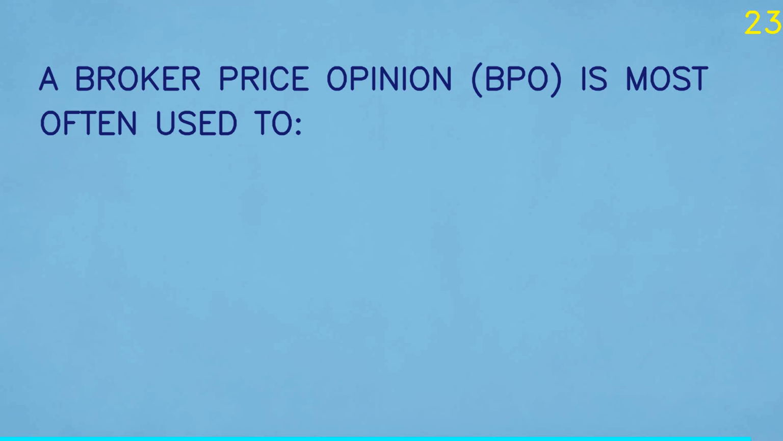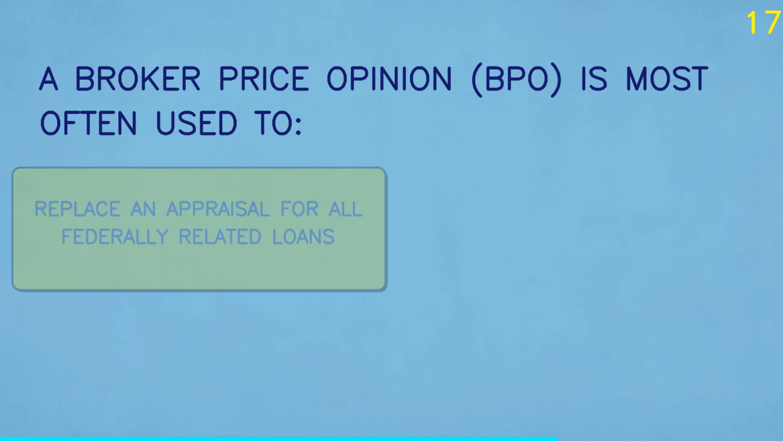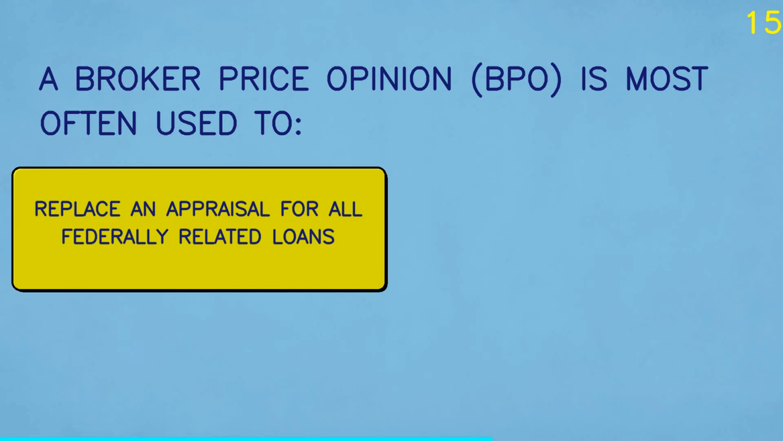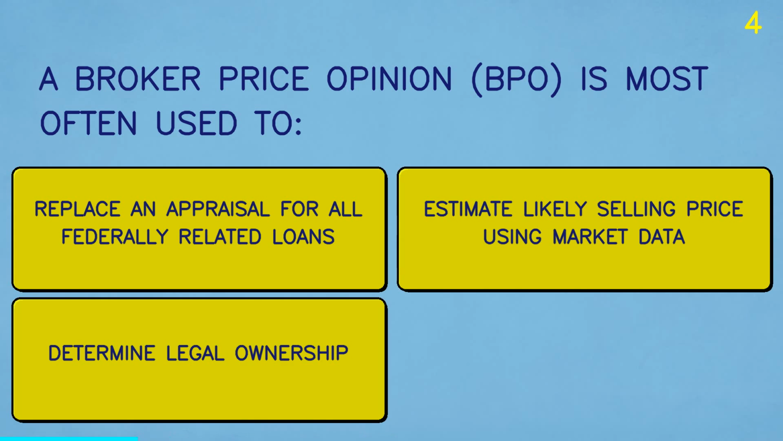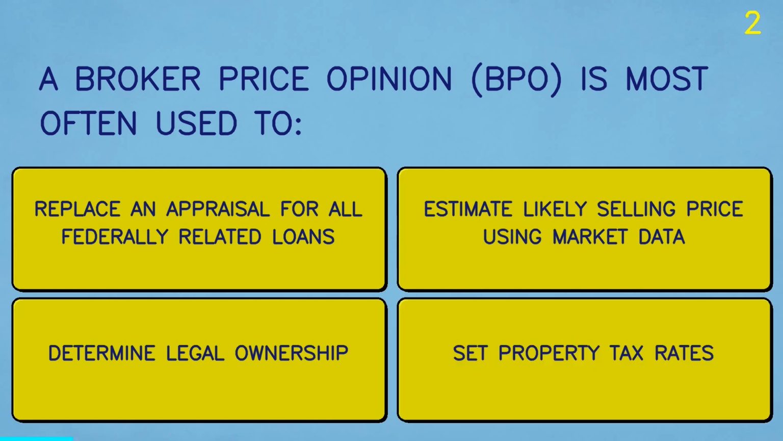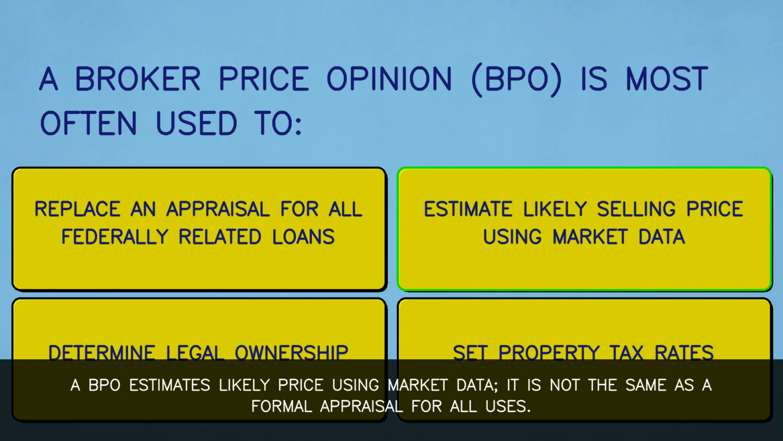Question 7. A broker price opinion, BPO, is most often used to: A. Replace an appraisal for all federally related loans. B. Estimate likely selling price using market data. C. Determine legal ownership. D. Set property tax rates. The correct answer is estimate likely selling price using market data. A BPO estimates likely price using market data. It is not the same as a formal appraisal for all uses.